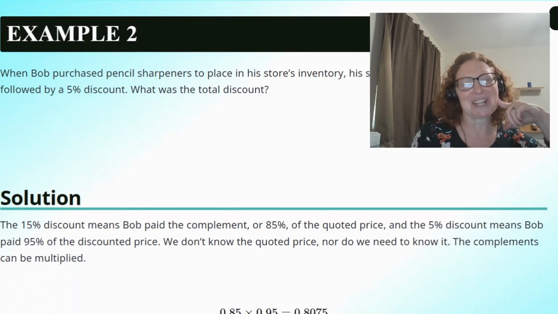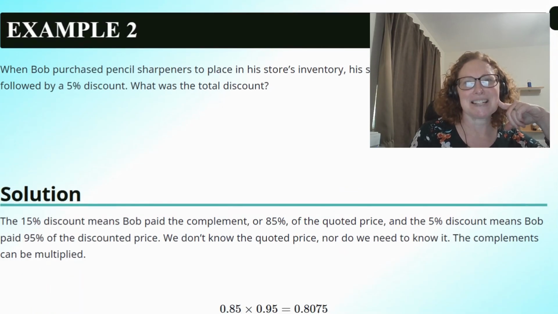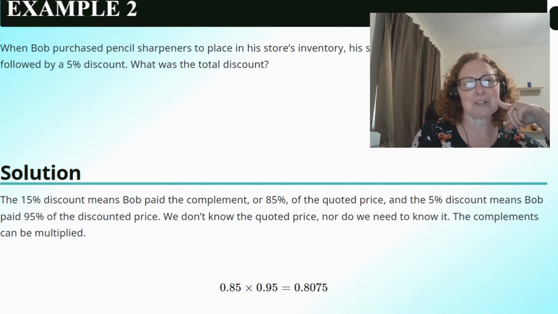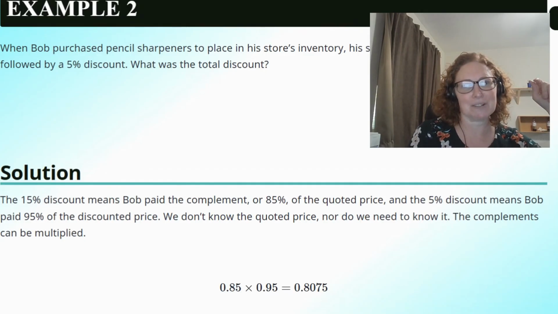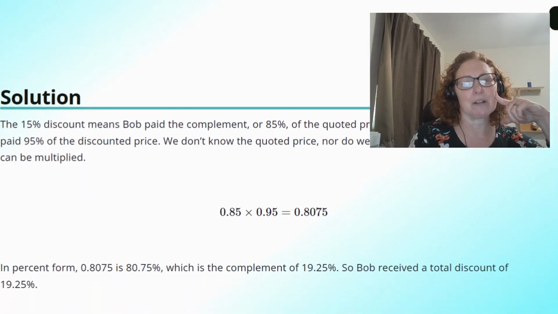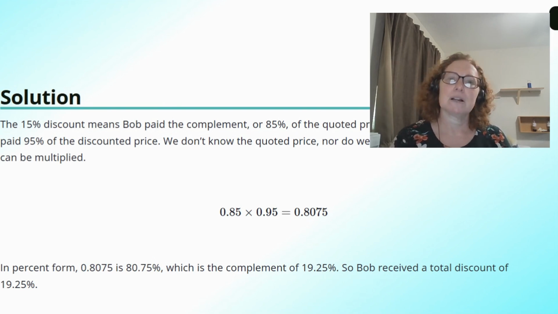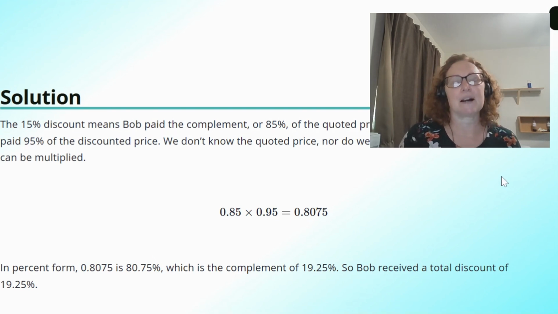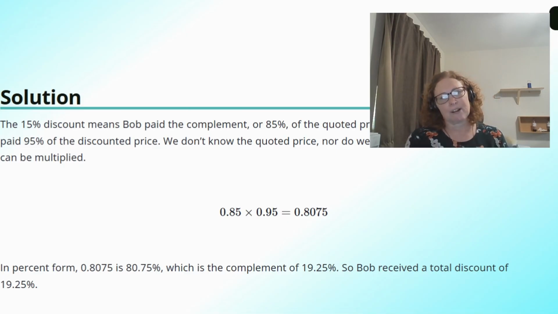Here's another one. We're going to look at complements on here. Bob purchased pencil sharpeners. His supplier gave him a 15% discount followed by a 5% discount. So we want to know the total discount. Okay, it's not 20. So we're going to take the complement of both and multiply them together. So we're taking the complement of the 15 and getting 85, and the complement of 5%, which is 95. Remember, it's the 100 minus the original.